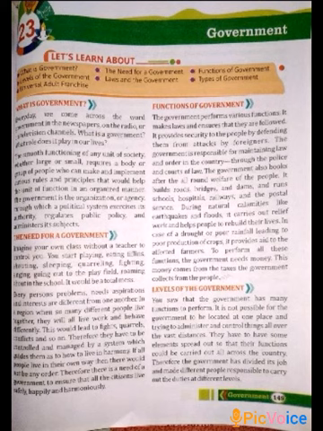In our previous video, we already started our lesson 23, that is Government. We also saw the topics: what is government, what role does it play in our lives, the need for a government, and the functions of government. These topics we covered yesterday. So today we will see our next topic, that is levels of the government.